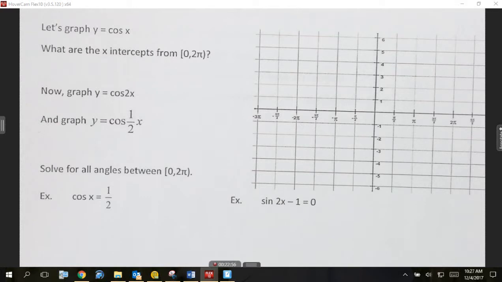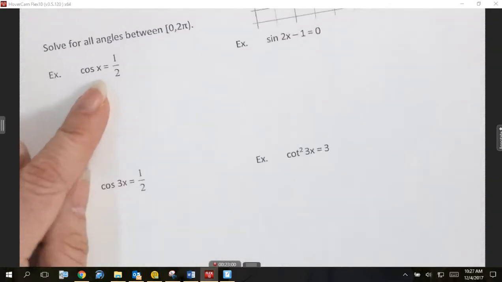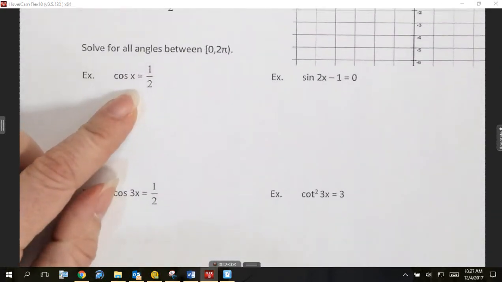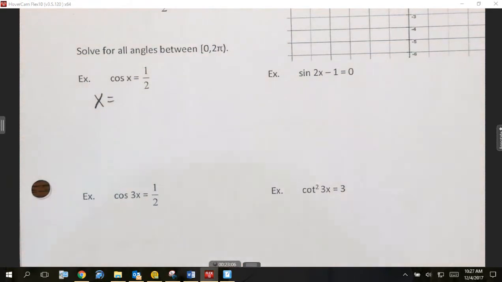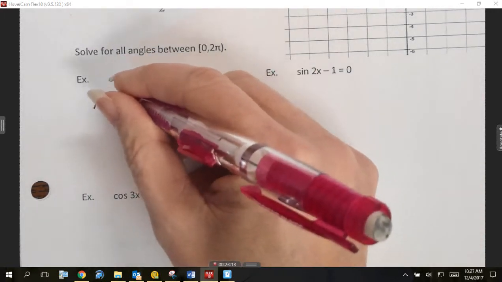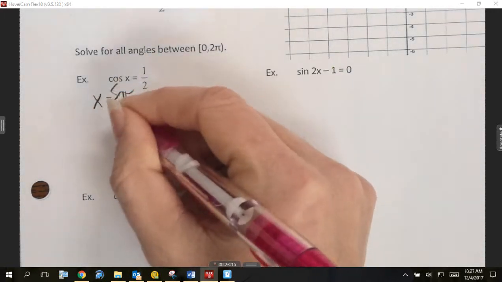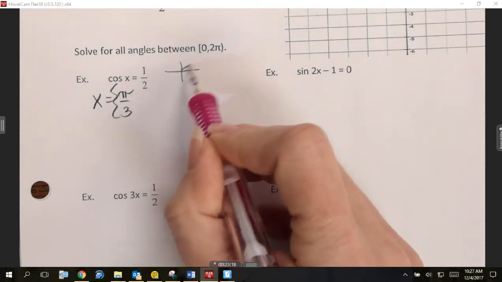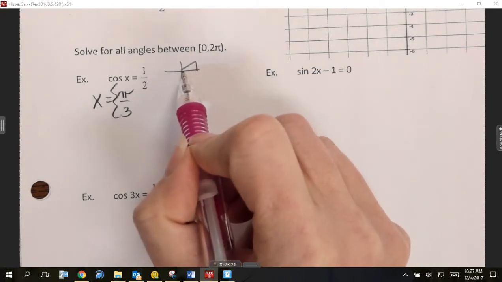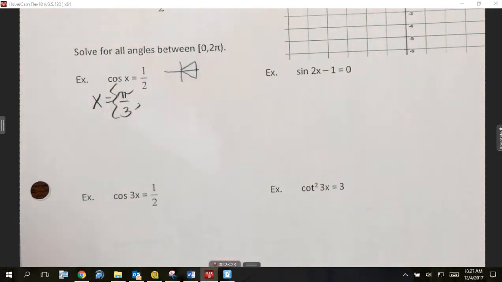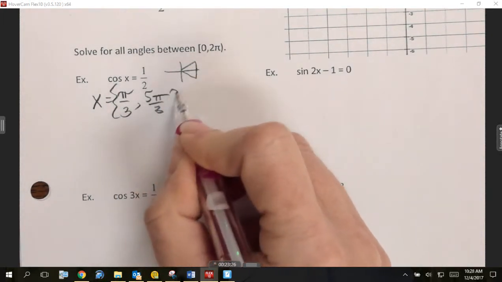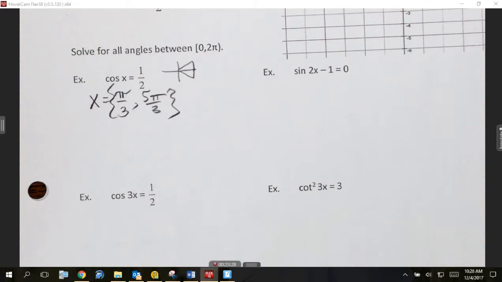So the first thing is cosine x equals a half. That's just what we've done in here for a few weeks now. Where's cosine x equal a half? Pi over 3. And this is positive, cosine's positive, the first and the lowest quadrant. What's the second one? 5 pi over 3. That's just regular, what we've been doing.